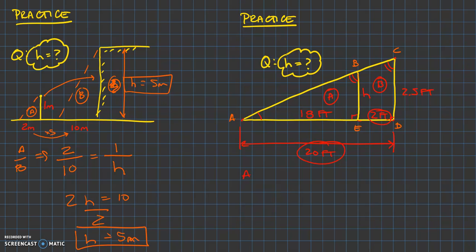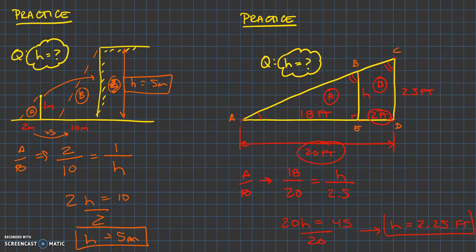So let's define our path. We're going to go A to B, set up our proportions, and why don't we use the base? Let's use the base of A over the base of triangle B. Let's use the height of A, which I do not know. That's what I'm looking for. And the height of B, which is 2.5. We will then cross multiply. So we're going to end up with 20h is equal to 45. 18 times 2.5 is 45. We're going to divide everything by 20 and get h is equal to 2.25 feet.